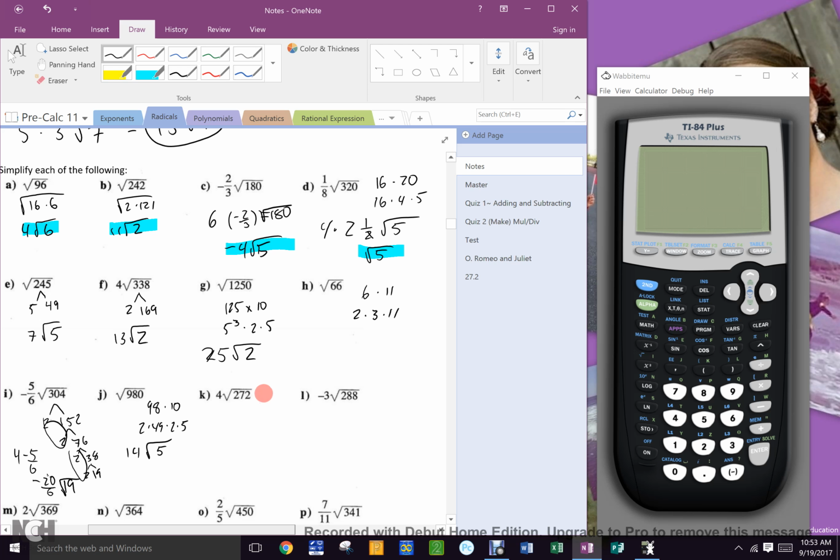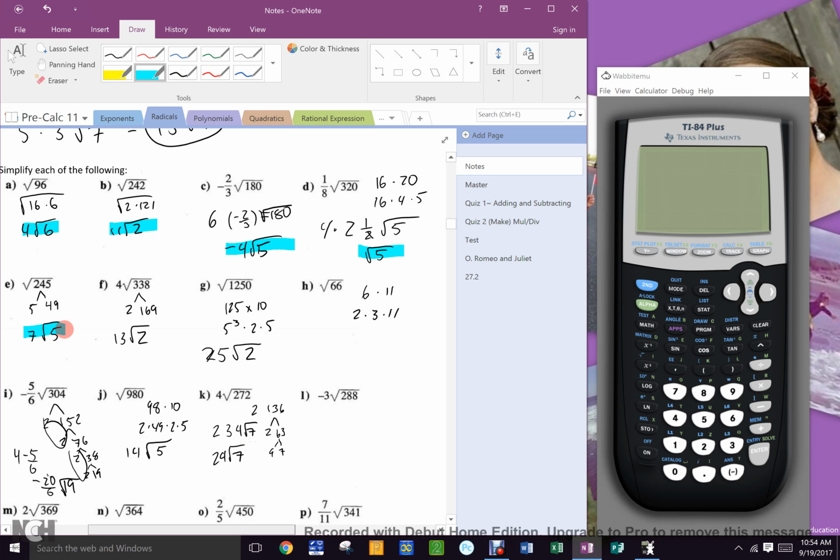272 is 1, 2, and 136, which is 2 and 63, which is 9 and 7. And I can stop there. Out comes a 2, out comes a 3. There was already a 4. I left root 7. So that's 24 root 7.